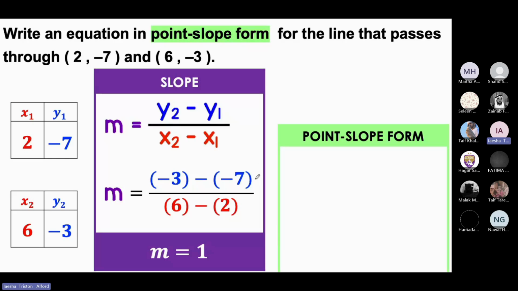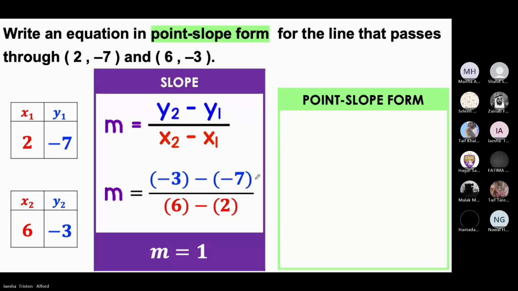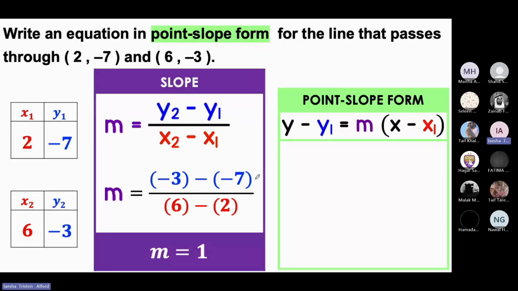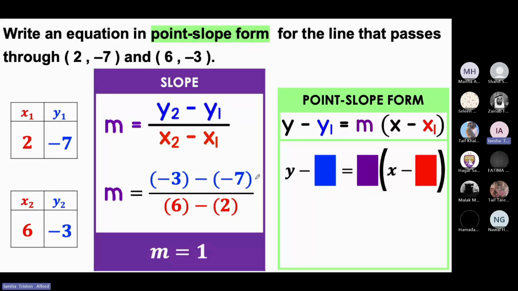Part 3, you just need to make point slope form. So y subtract y1 is equal to m multiply x subtract x1. Put your boxes instead of y1, m, and x1. Inside the y1 box should be what number? -7. The m? +1. The x1? +2. What are we checking for here?